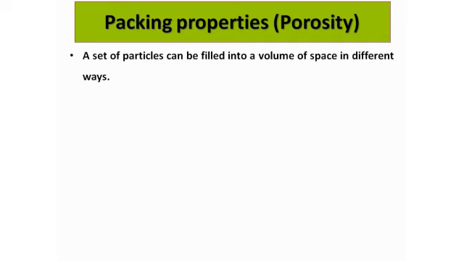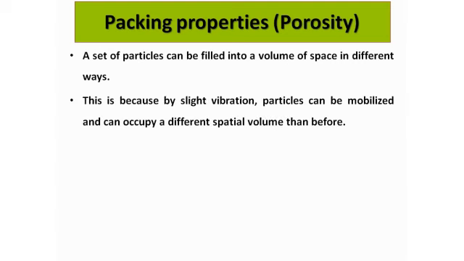Now you see a set of particles. Suppose we have drug particles, they can be filled into a volume of space in a defined way. Suppose we have 2 gram of a powder, we can fill this 2 gram of powder in either a measuring cylinder or a beaker or a conical flask, and after putting the powder, it will take the shape or the volume of the object where we have put it, right? This is because these particles can be filled into the volume of the space in different ways.